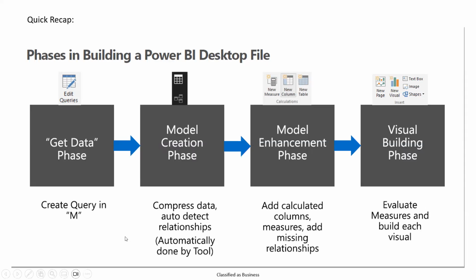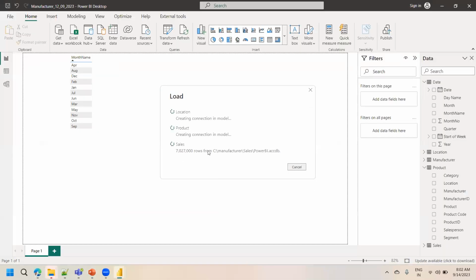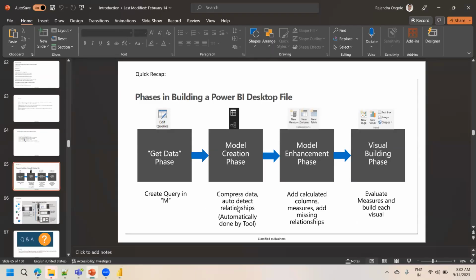So let me check whether the data load is completed or not. Still going. Okay, we are at the model enhancement place. As per the model you are observing, the relationship will be detected automatically. This is an inbuilt feature in Power BI. What does this automatic detection mean?